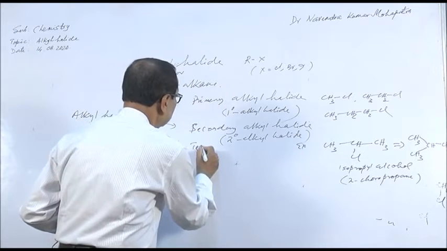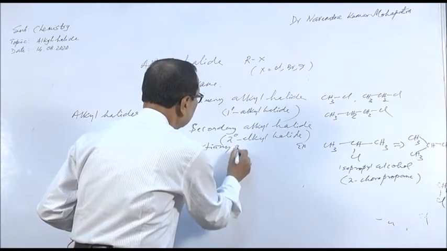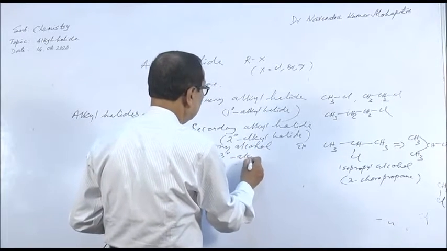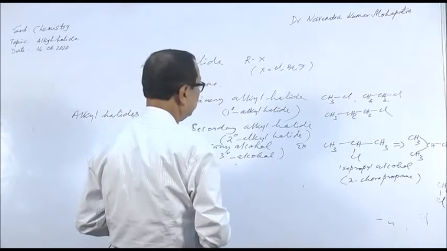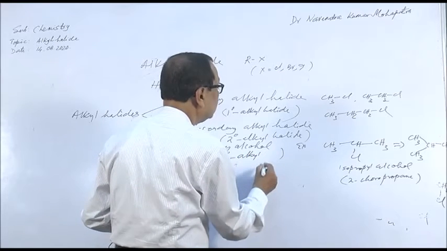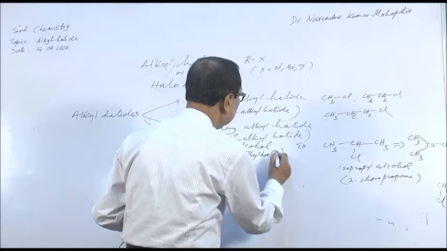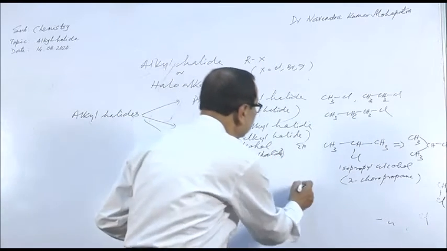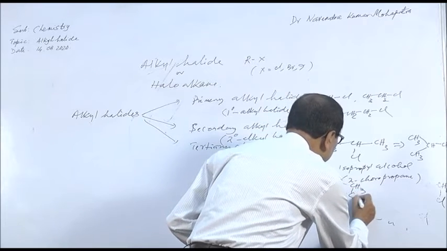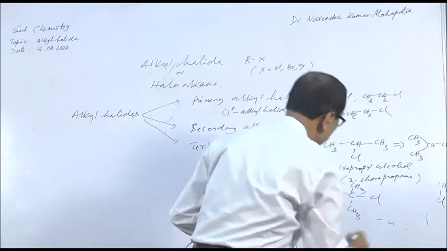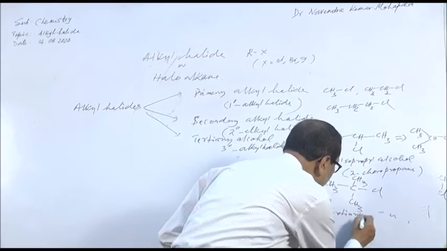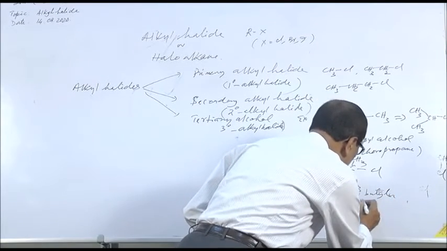Tertiary, or 3 degree alkyl halide. An example is (CH3)3CCl. This is tertiary butyl chloride.